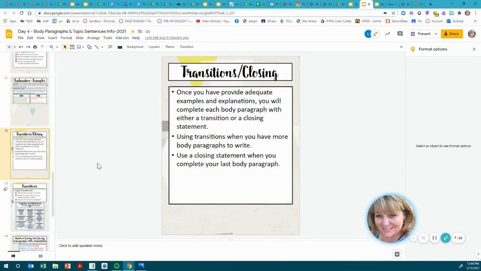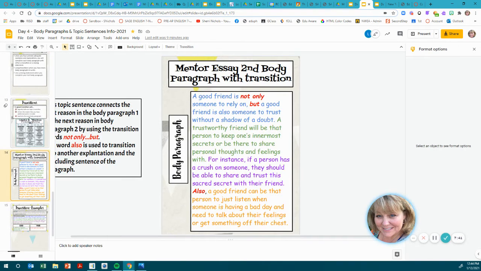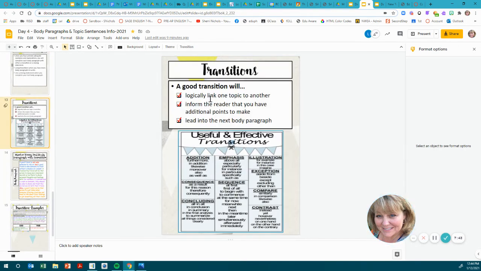And then your transition or closing. Once you've provided adequate examples and explanations, you will complete each body paragraph with either a transition or a closing statement, using transitions when you have more body paragraphs to write, and using a closing statement when you complete your last body paragraph. If we look at transitions, a good transition will logically link one topic to another, inform the reader that you have additional points to make, and lead into the next body paragraph.